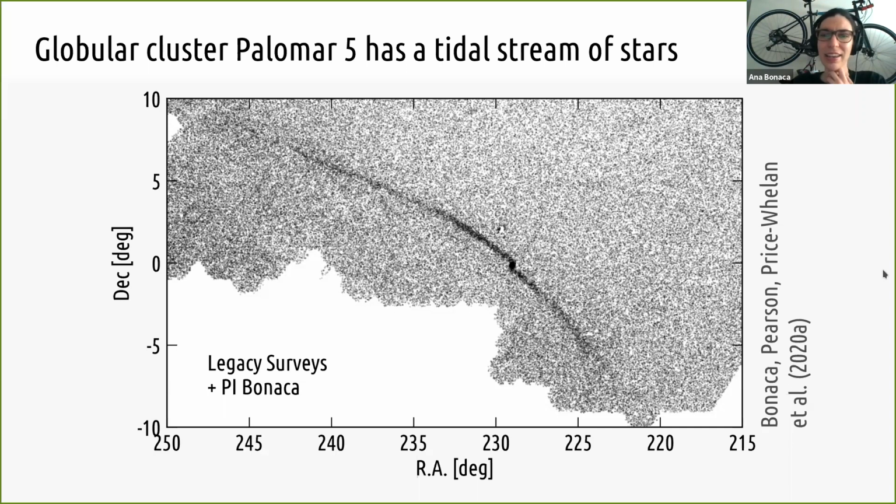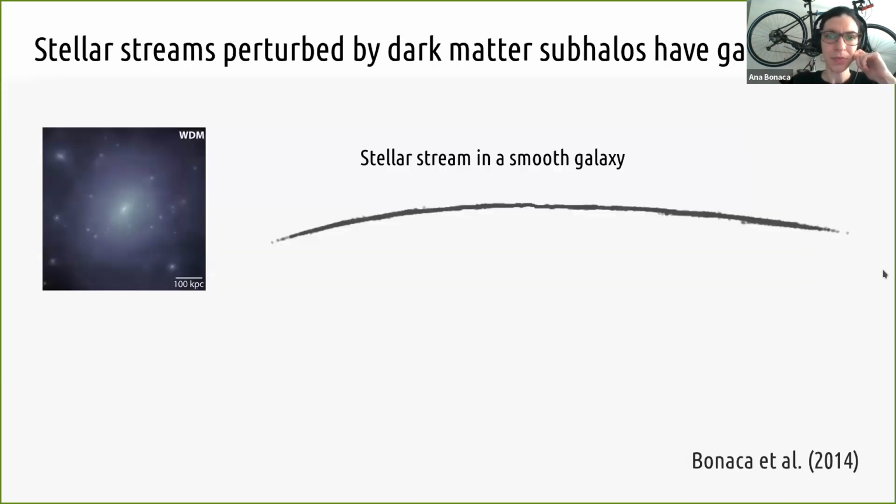And this is not exactly what we expect in a smooth galaxy. So the model I showed you just had the globular cluster release stars at a constant rate. And what that produces is a globular cluster stream that looks kind of like this. So there are some density variations or kinks along the stream that are caused by the escape mechanism of the stars from the cluster itself.